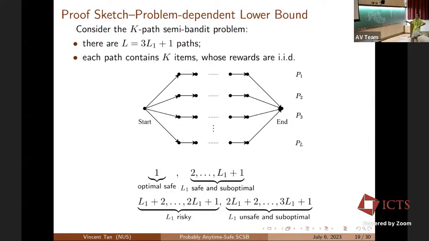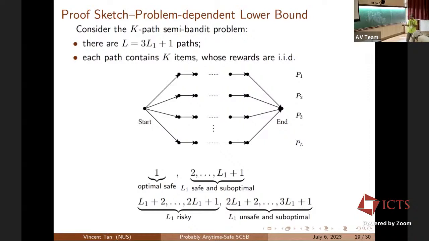This L is parameterized as 3L1 plus 1. L1 is carefully chosen, and I'm not going to say how we choose it. Now, this set of paths is going to be partitioned into 4 natural parts, as in my diagram with 4 quadrants. There is one path that is the optimal safe path P1.